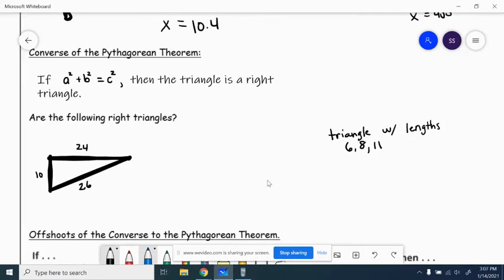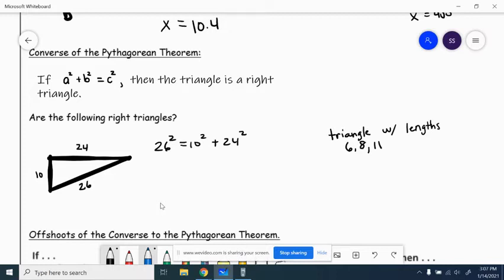Now let's look at the converse of the Pythagorean theorem, which states that if a squared plus b squared equals c squared, then the triangle is a right triangle. So let's see what that means. If we're looking at a triangle and we're not sure if it is a right triangle or not, we can plug it into the Pythagorean theorem and see if they equal each other. Okay, so we know that the c would have to be the longest side, so that would have to be 26. So we're going to do 26 squared is equal to 10 squared plus 24 squared.